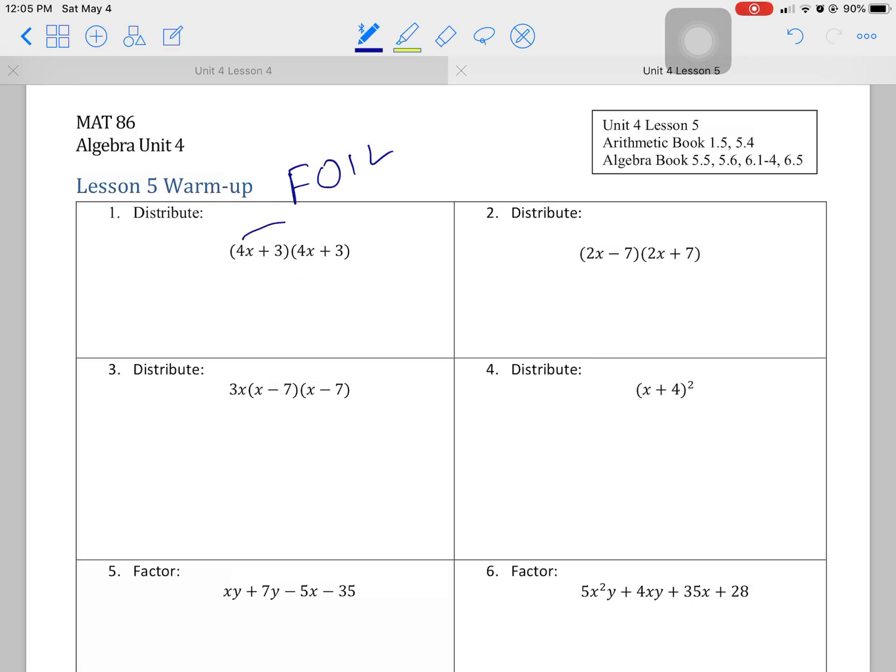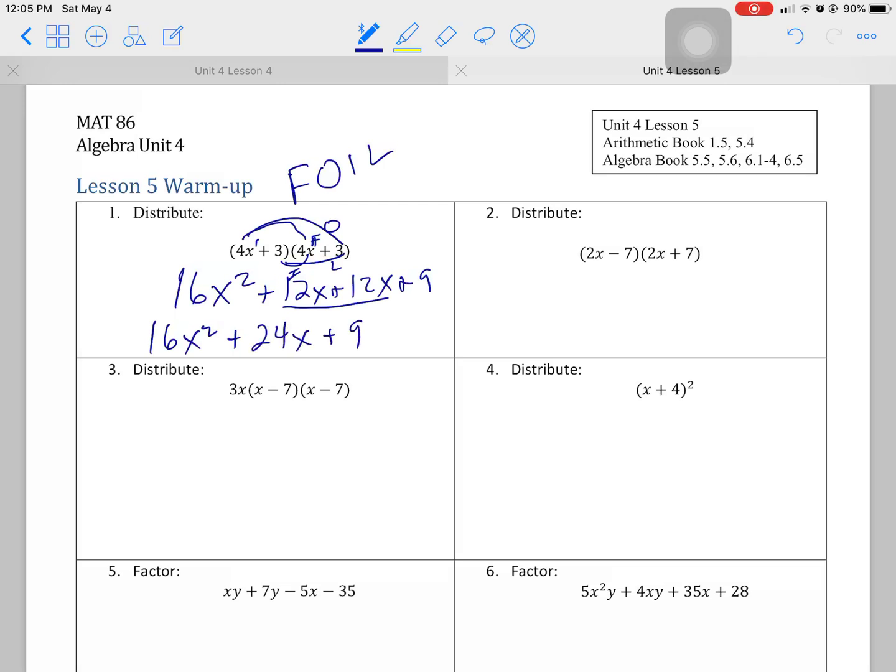Okay, so first, 4 times 4 is 16, x times x. When the bases are the same, you add the exponents. That's a 2. 12x for the outside, inside. That was first, by the way. Inside is another 12x. Last is 9. Combine like terms. Final answer is 16x squared plus 24x plus 9.